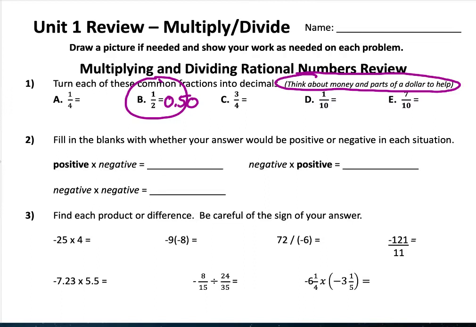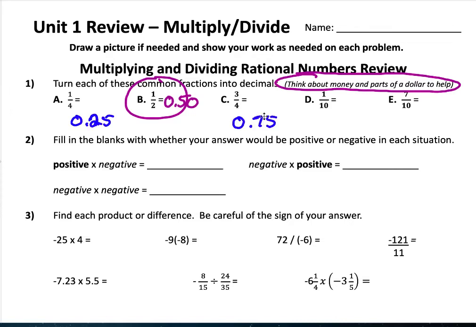So how about 1/4? Well, think about money. What does it take 4 of to make a dollar? What's 1/4 of a dollar? Well, that's a quarter. That's 25 cents. So 1/4 is 0.25. 3/4. Well, think of 3/4. How much is 3/4? Well, that's 75 cents.